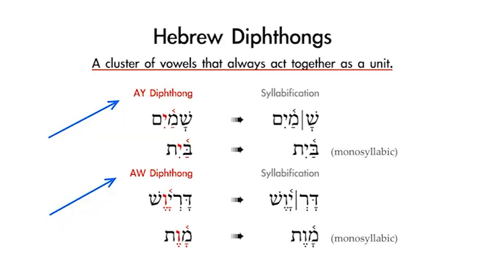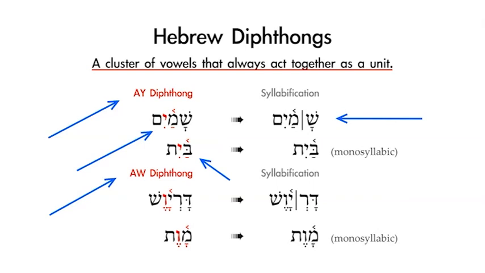The AY diphthong consists of the patach, the yod, and the hireq under that yod, as you see in our first example, shemayim, or in our second example, bayith. You'll notice that the diphthong is always an accented unit, and it appears together in that cluster. When you syllabify a Hebrew diphthong, it always occurs together as a unit. So our first example over here in syllabification, shemayim, is two syllables. You've got the shin with the kametz underneath it, and then you've got the diphthong mayim. It's a closed accented syllable.